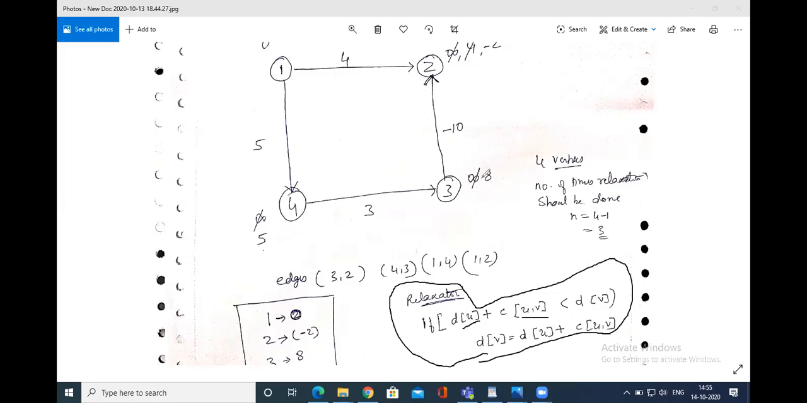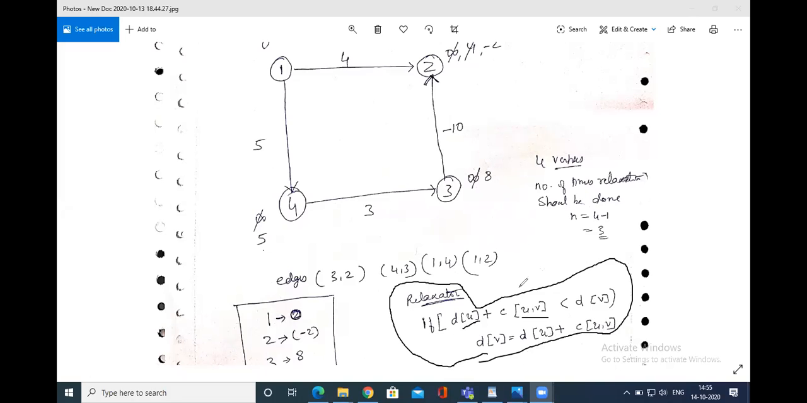So let me go with the problem, then you'll understand. In that case, if it is less than, then change the distance of vector v to distance of u and cost of uv. This itself is the major formula, the algorithm of Bellman-Ford algorithm we have. Once again, how do we perform a relaxation and how many times should relaxation be done? Since there are n number of nodes, n minus 1 times the relaxation has to be done.